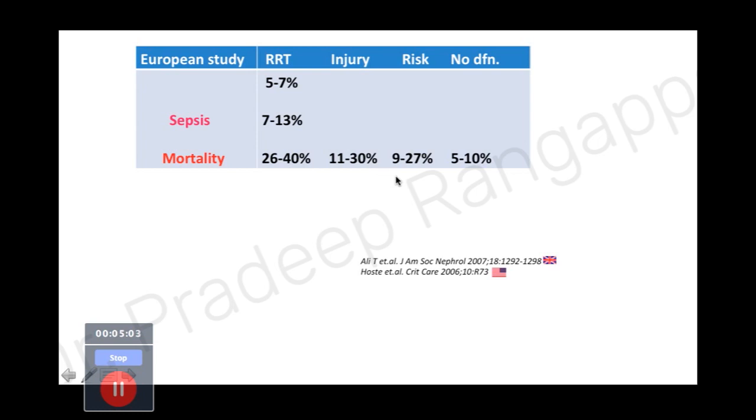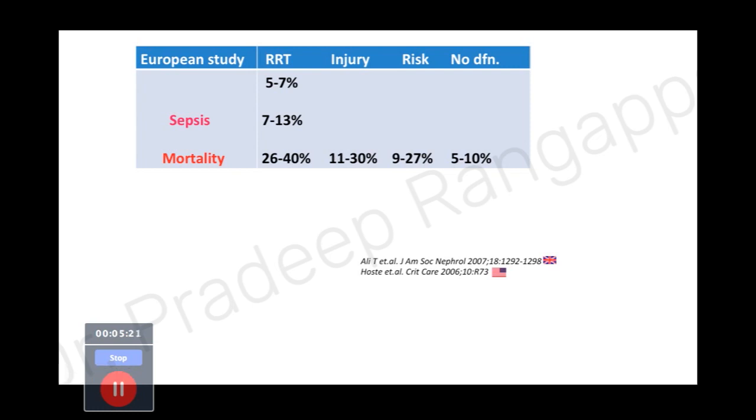between different risk groups. So if there is no dysfunction, mortality is less. There is a linear correlation between worsening kidney function and mortality. If a patient is at injury level, they have a mortality of 11 to 30%. But once they go on RRT, the mortality goes up to 26 to 47%.